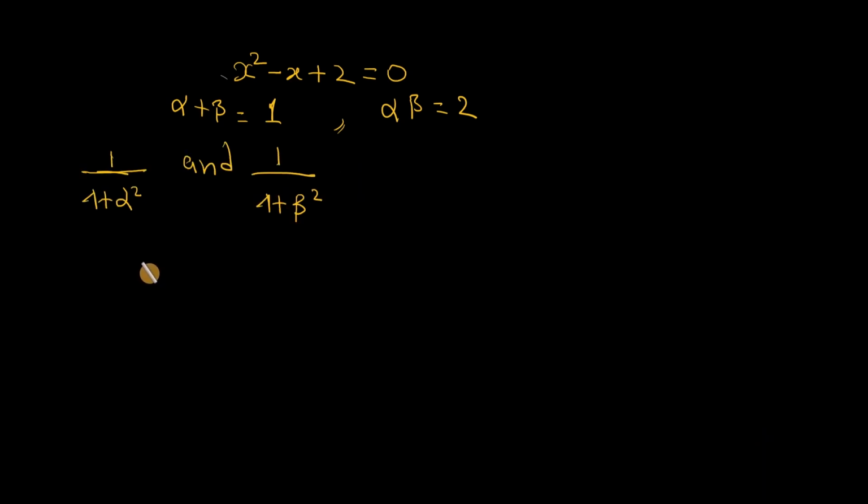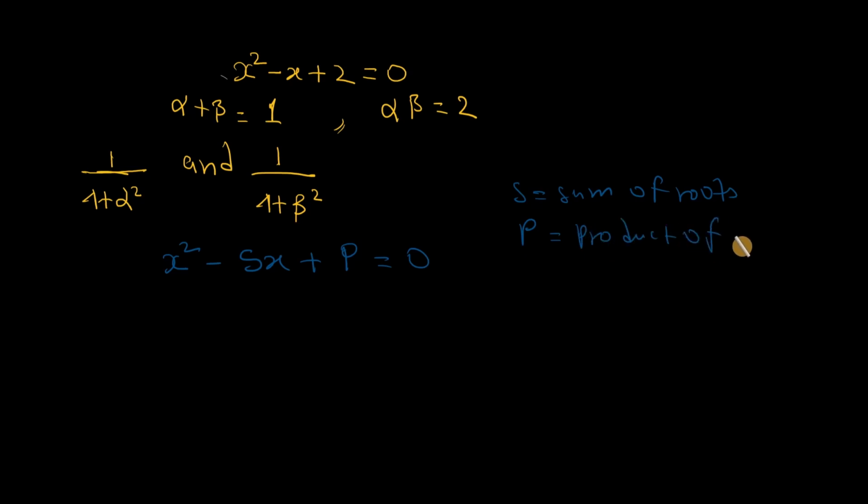We are supposed to form a new quadratic equation with roots 1 over 1 plus alpha squared and 1 over 1 plus beta squared. A new quadratic equation can be obtained from the formula x squared minus sx plus p equals 0. S means sum of roots. P means product of roots.